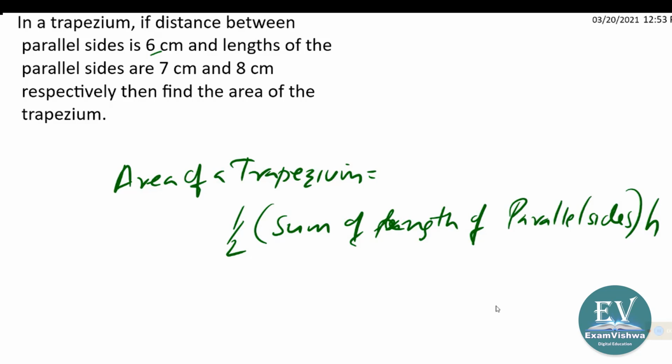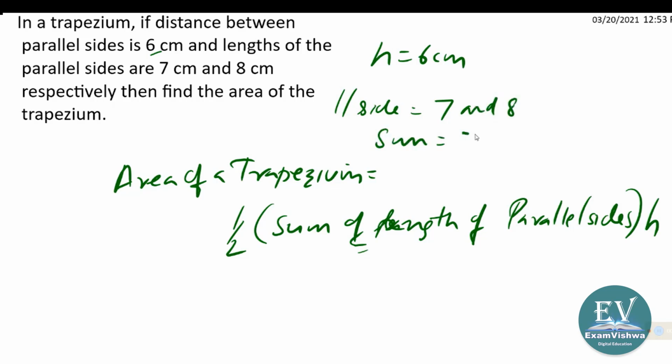Okay, so the question can sometimes be straightforward, sometimes a little bit tricky. See, here is a question. In a trapezium, the distance between parallel sides is given as 6 centimeter, and that means h is already given. So I will write h is equal to 6 centimeter, and the lengths of parallel sides are 7 and 8. So the sum will be equal to 7 plus 8, and find out the area.